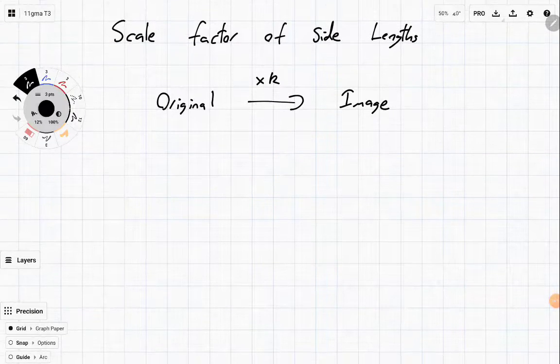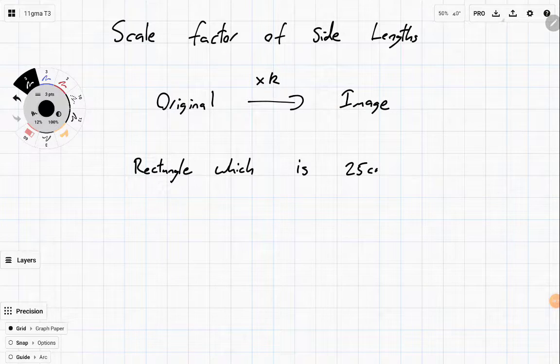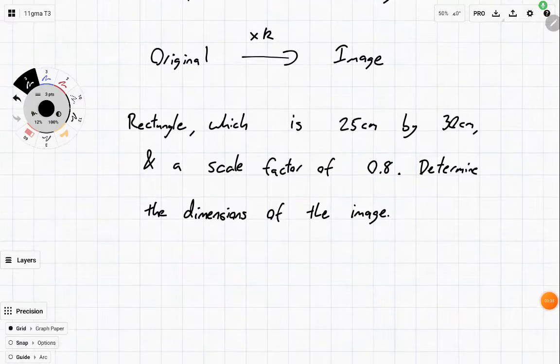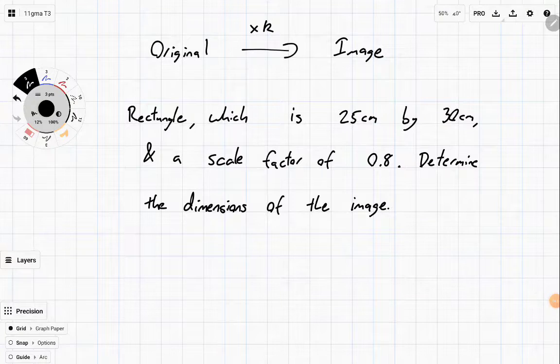Okay, so imagine that I have a rectangle which is, let's say, 25 centimeters by 30 centimeters. So a rectangle which is 25 by 30 centimeters and a scale factor of 0.8. Determine the dimensions of the image.